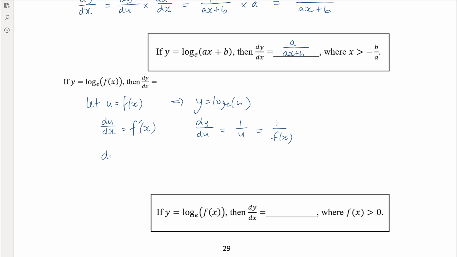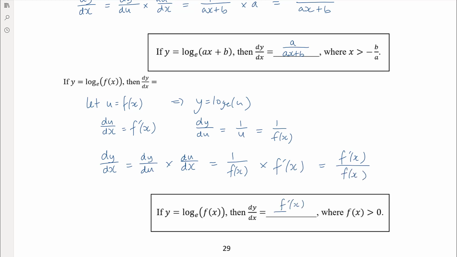And so that means that dy dx, which is dy du times du dx, is going to be 1 on f of x multiplied by f dash of x. So it's f dash x on f of x. And obviously that is where f of x is bigger than 0 in order to make sure that the log function is defined.